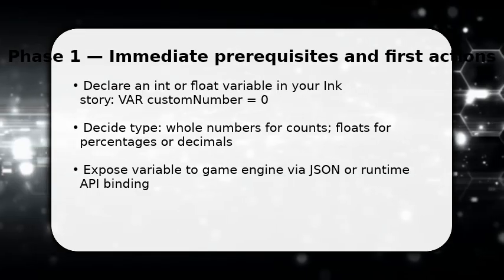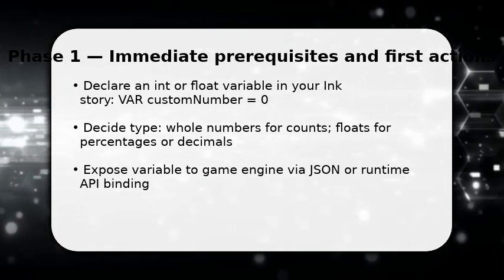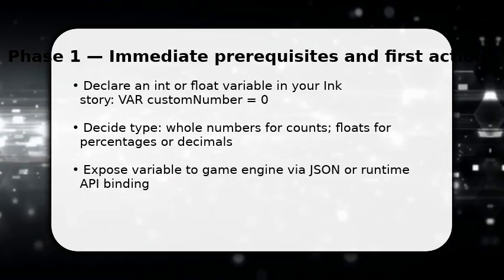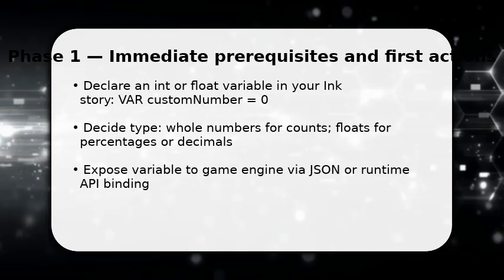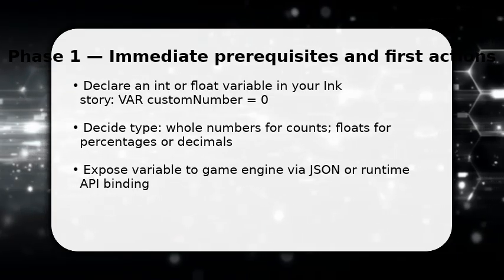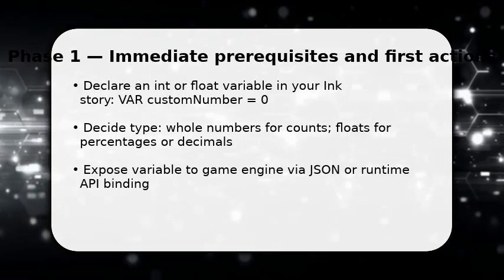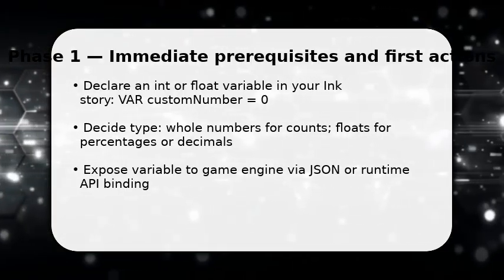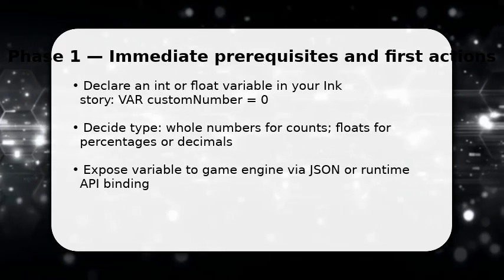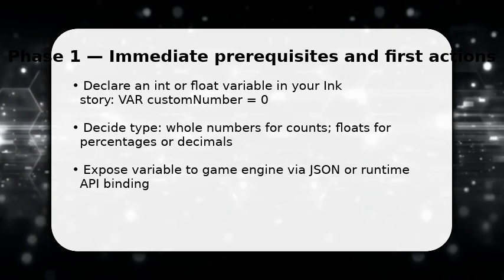You start by creating the variable that will hold the custom number, and you do it now so the rest links cleanly. Declare var custom number equals 0 in your inc file, and choose int for counts or float for decimal values when needed. Once declared, make sure to expose that variable to your host engine. Either export story JSON or bind via the Runtime API. This connects the inc runtime to your game logic and lets you change the number from scripts or UI elements.